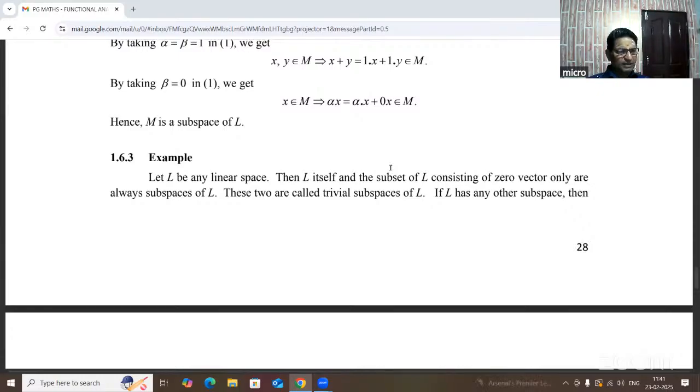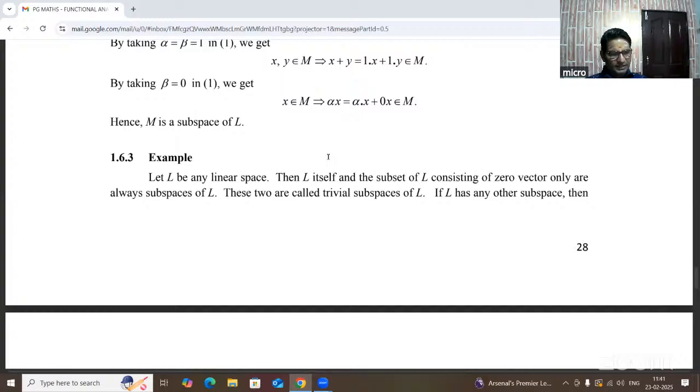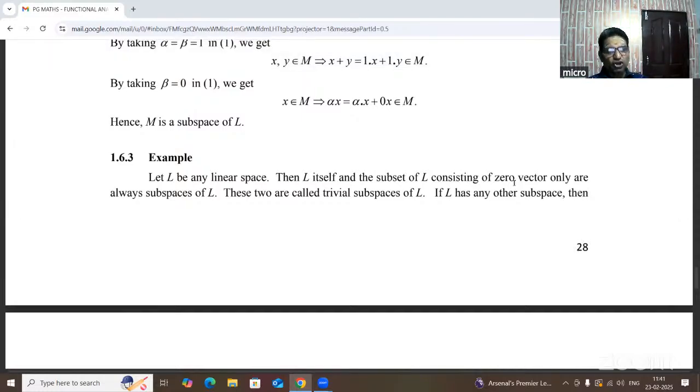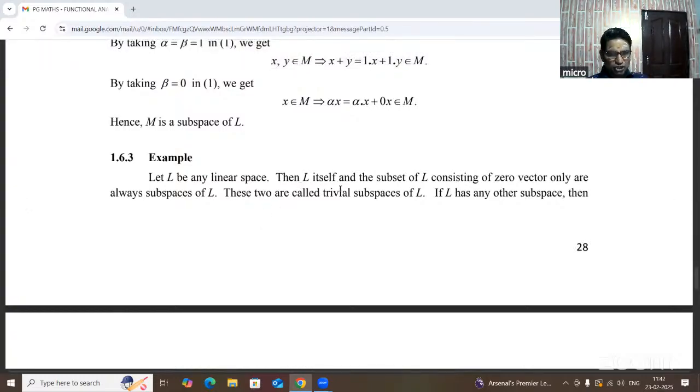Now, this is one example of the trivial subspace. Trivial means there are proper and improper subspaces. Let L be any linear space. The linear space itself, and the subset of L consisting of the 0 vector only, is always also a subspace of L. These two, the linear space elements and the 0 vector, both are given as subsets. So that subspace is called a trivial subspace.